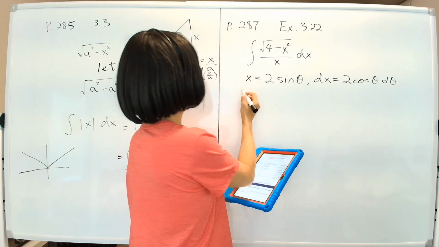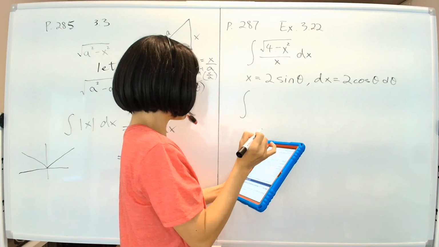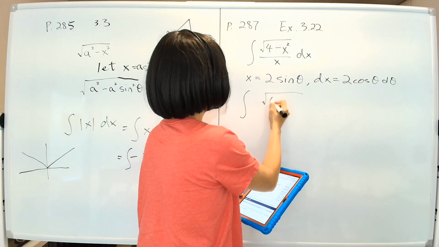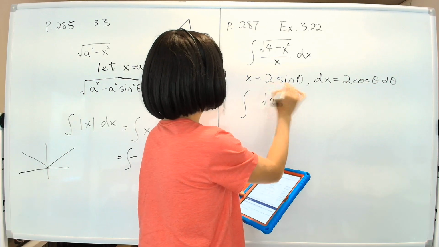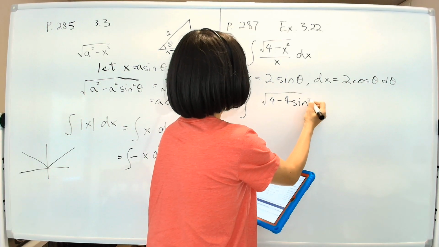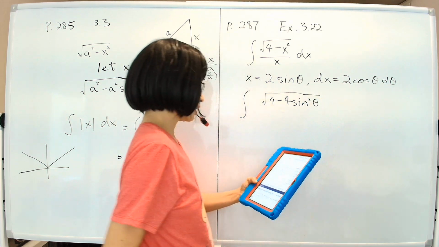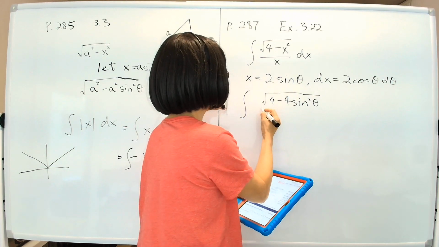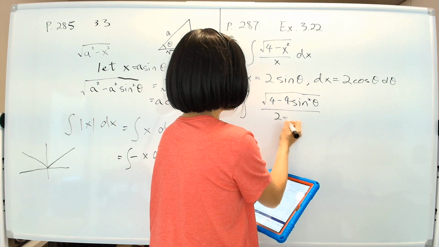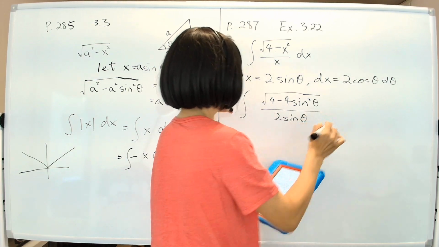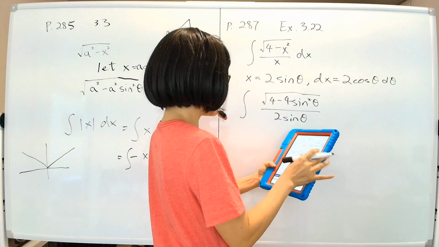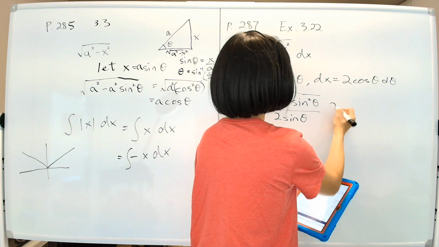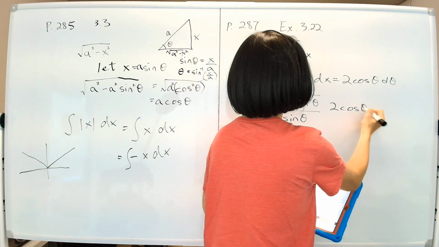We get the integral of the square root of 4 minus x squared. That is equal to the square root of 4 minus 4 sine squared theta, and then divided by, what's x? Well, x is 2 sine theta. We already said that. Write that down. And then we have dx. Okay, dx is this stuff, so we'll write that down. dx is 2 cosine theta d theta.